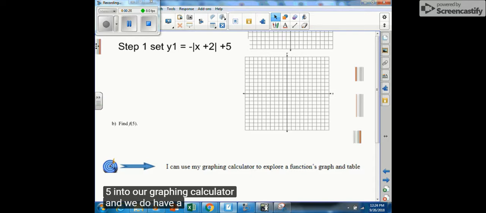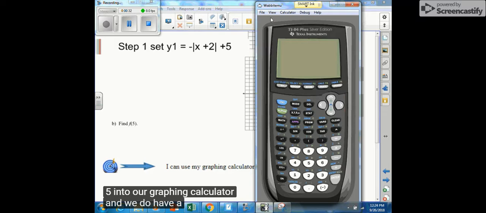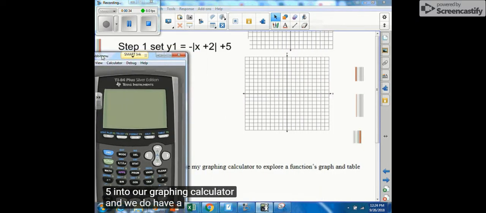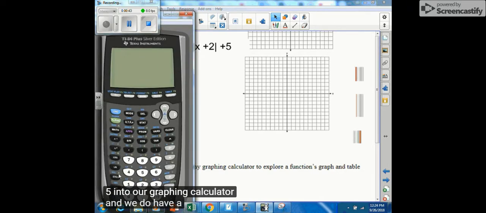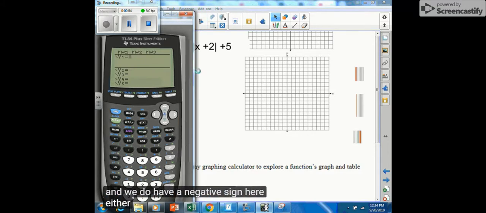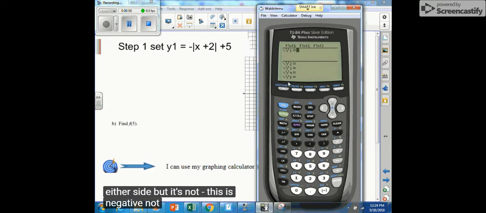Okay, plug it in. Go to y equals. I'll turn it on. Y equals. Clear it out. Let's do this. Put our negative sign here. There's our negative sign. Remember, this is not minus. This is negative, not minus.